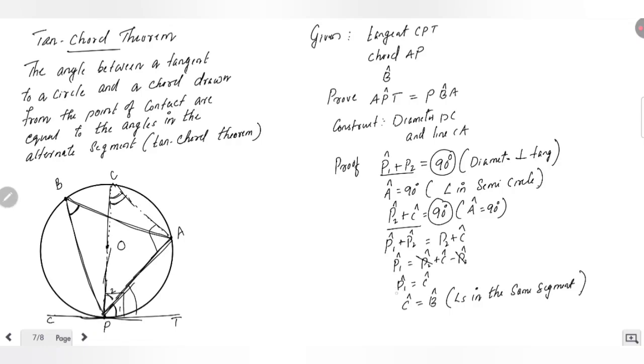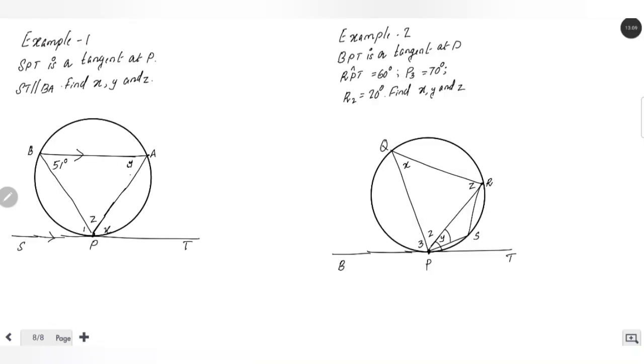So P1 is equal to C and C is equal to B, which means P1 is equal to what? P1 is equal to B. So we are done. We are looking for angle P1, which is the same as APT, or we can write it, therefore APT is equal to PBA. So we are done. This is the tan-chord theorem.